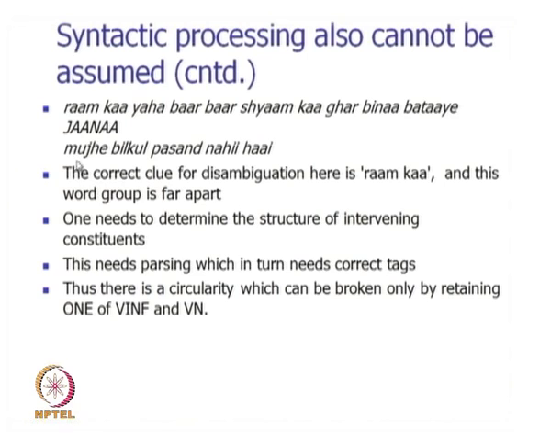And then finally comes the main sentence, which is "mujhe bilkul pasand nahi hai". This shows that one has to take a sentence and peep into its structure, identify the segments, and then only this kind of disambiguation is possible. So, this is what is written: this needs parsing, which in turn needs correct tags. Thus, there is a circularity which can be broken only by retaining one of V inf and V n.